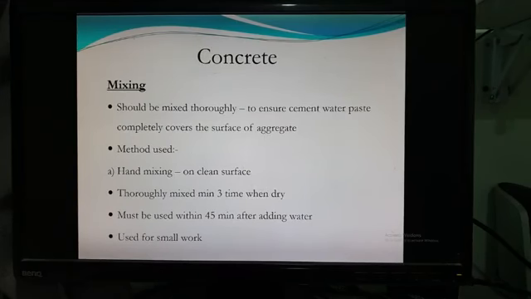So the ingredients are being mixed together at least 3 times. Must be used 45 minutes after adding water. So you cannot keep it for long. It must be used, all of it, and is suitable for small works.